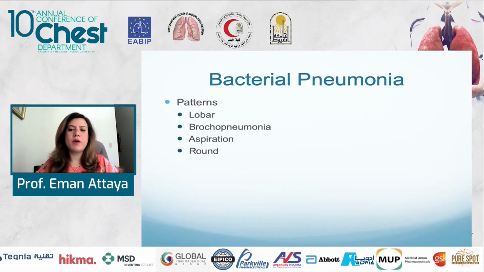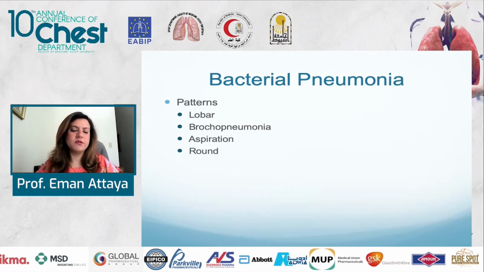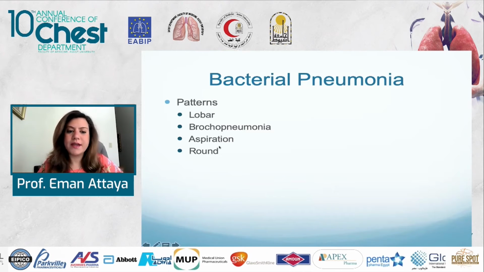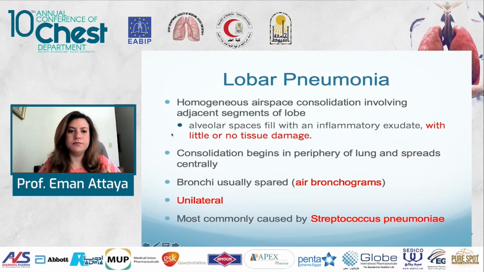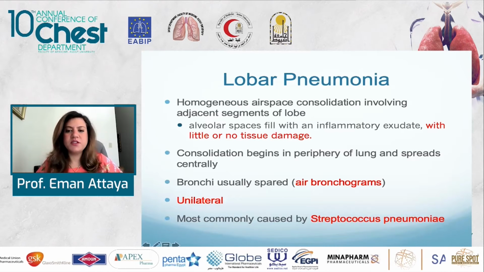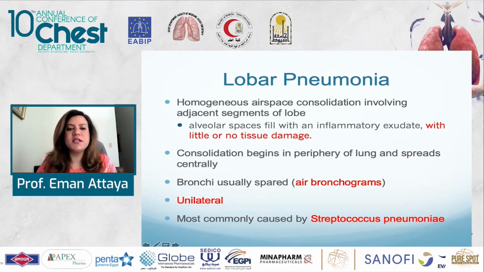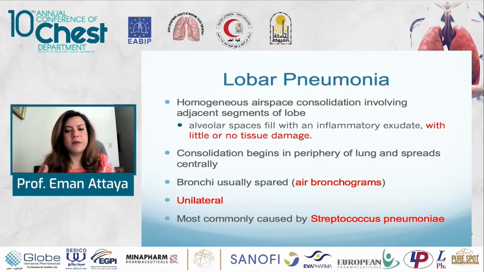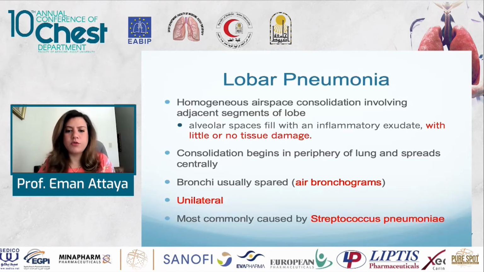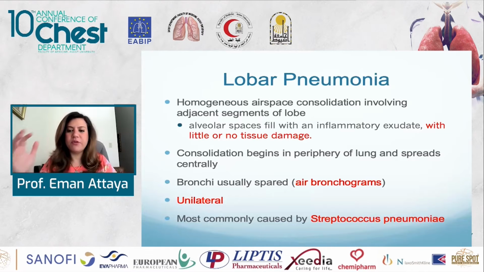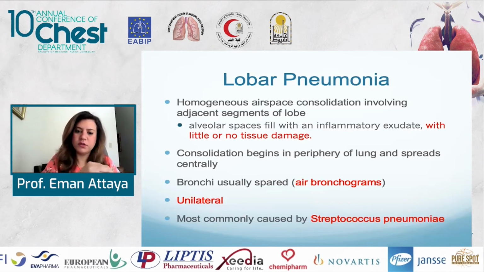So let's talk about bacterial pneumonia. The different patterns of bacterial pneumonia are lobar, bronchopneumonia, aspiration, or round. In lobar pneumonia, we have homogeneous airspace consolidation involving adjacent segments of a lobe, and the alveolar spaces fill with an inflammatory exudate with little or no tissue damage. And so the consolidation will begin in the periphery of the lung, and then it spreads centrally.